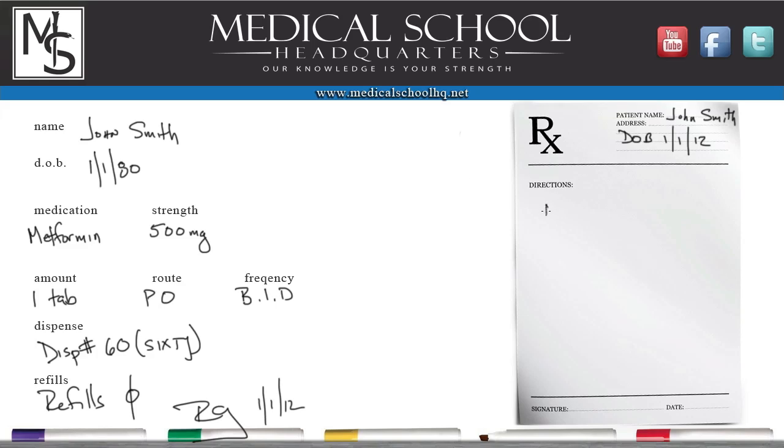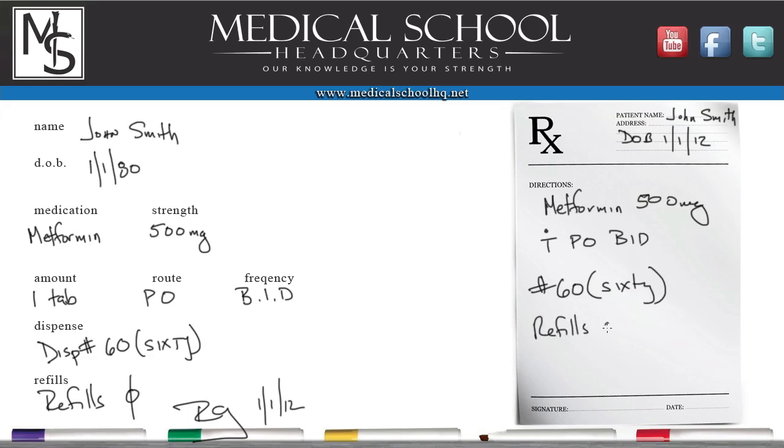So let's go ahead and write this again. So we're going to do metformin, 500 milligrams. Again, you want to make that look like a 500. And then we'll do one tab, PO, BID, number 60. Refill 0, sign, and date. And that's your prescription. Not too crazy, but it takes you a little bit of time to get used to.